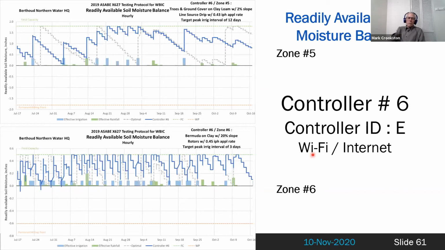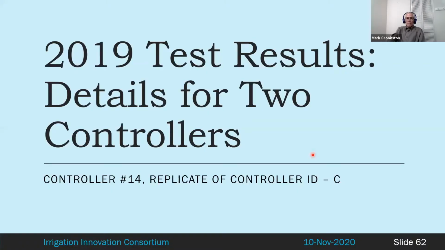But this is what we want to see. We want to see it filled up. We want to see it drawn down. We want to make room to capture rainfall. We want to keep those plants healthy and well.